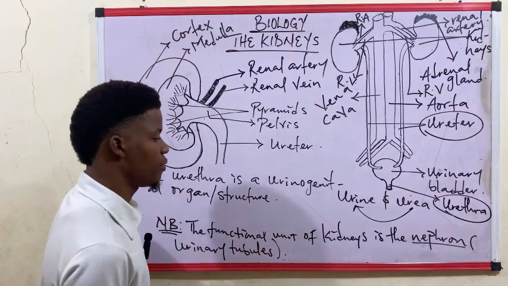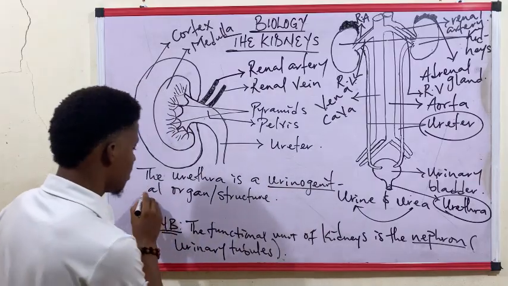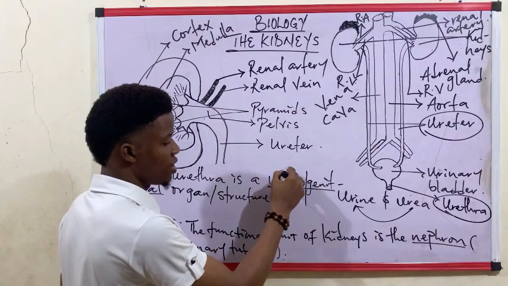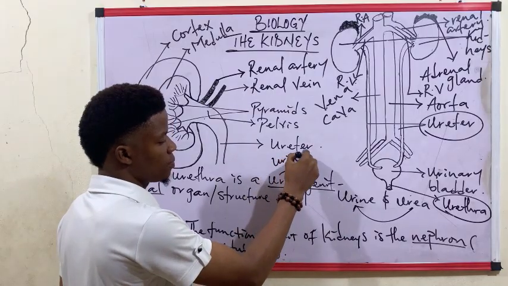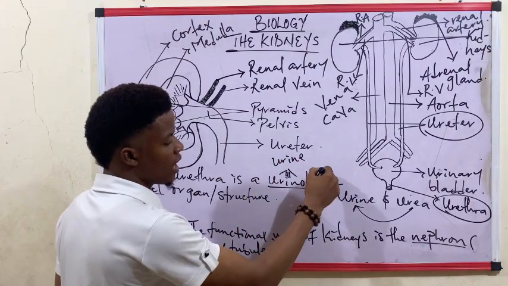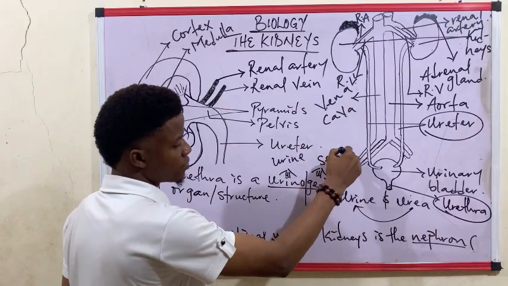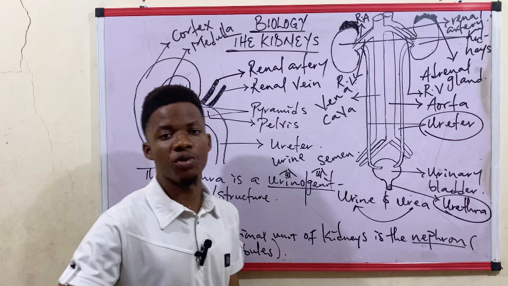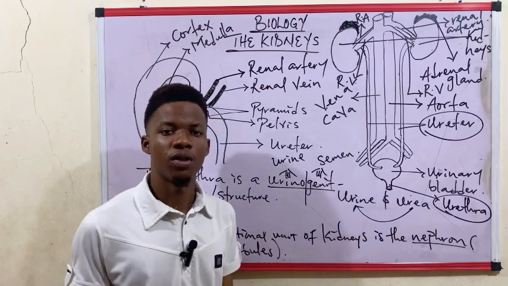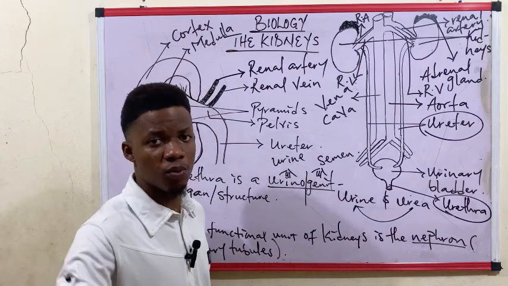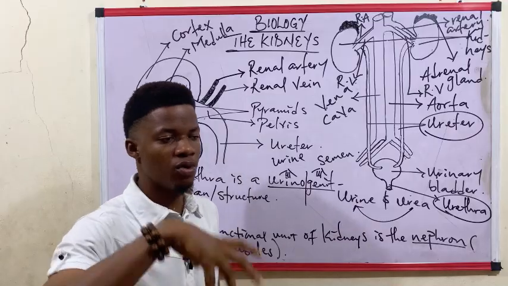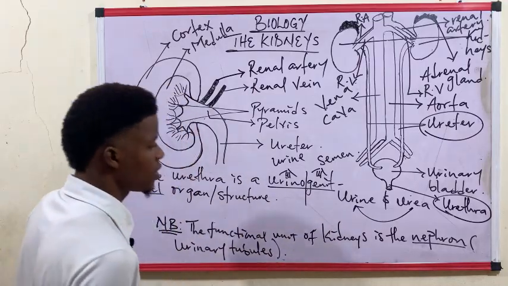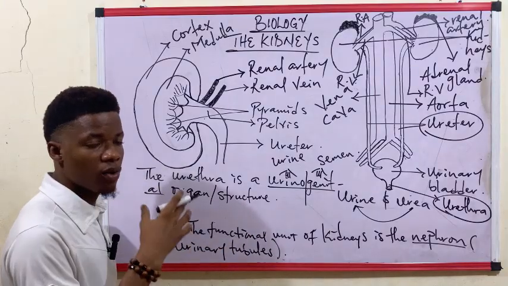Now, why is it referred to as urinogenital? It's simply because it serves as a passage of both urine and semen. Now this is peculiar in man, alright? In man, you use your penis to urinate, you also use your penis to insert semen into a woman's body in order for her to get pregnant, right? So that is why it's called urinogenital organ.